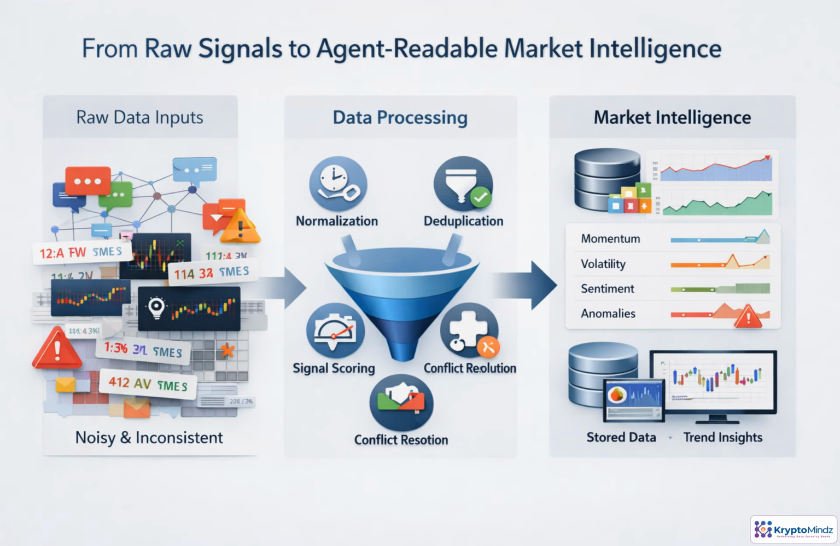Market data becomes useful only after it is made consistent. Raw inputs are cleaned and deduplicated, so the agent does not treat the same event as multiple signals. Values are normalized across timestamps, token addresses, chain IDs, and units. Then the system scores features like momentum, volatility, liquidity, sentiment, and anomaly severity. The result is structured memory: observations the agent can query, compare over time, backtest, and turn into alerts or simulations.